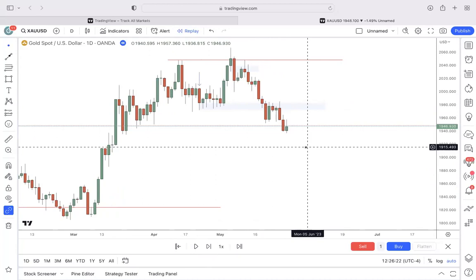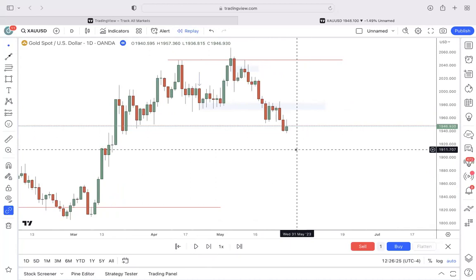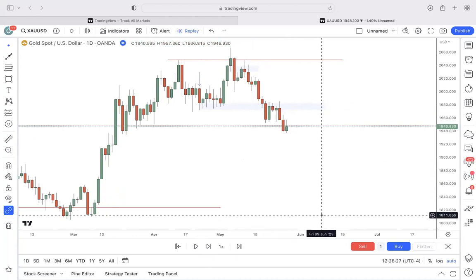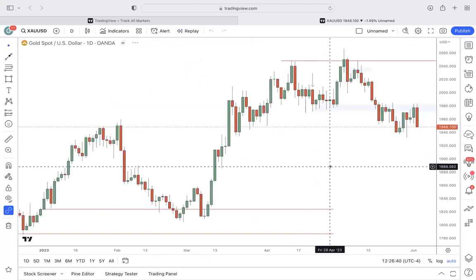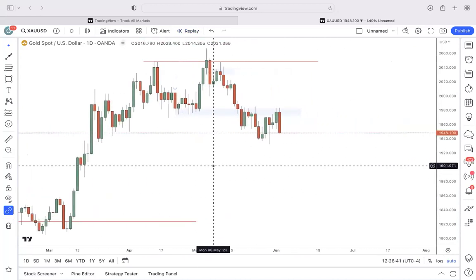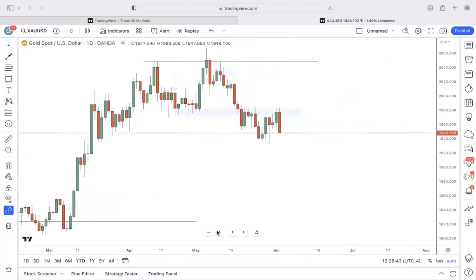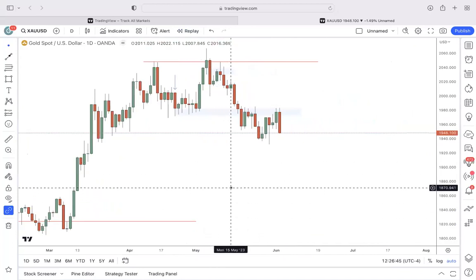I forgot who asked for that. Where do I want gold to go? Well, right now for this new week, I'm kind of 50-50, just because of how they closed last week. But if we're thinking in terms of the PD array matrix, I'll go ahead and give you all my gold analysis for this up and coming week.